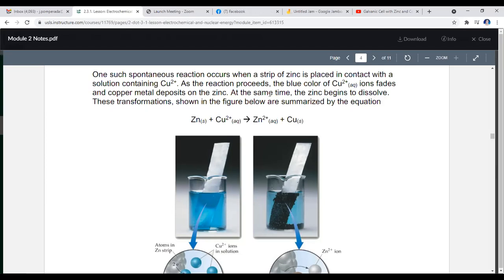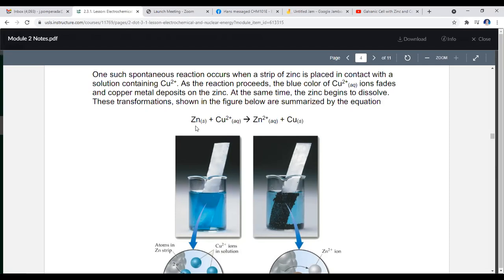So as the reaction proceeds here, the blue color of the copper ion fades away, and the copper metal deposits on the zinc. So as you could see, the copper metal here deposits on the zinc because this one is connected to another electrode we call the copper electrode. You will see it later. So the copper metal deposits on the zinc. This is your copper actually that deposits on the zinc. At the same time, the zinc begins to dissolve. These transformations shown in the figure below are summarized by the equation that you are seeing now.